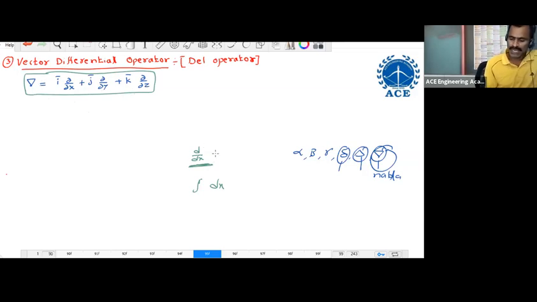It doesn't have any meaning by itself. If we operate d by dx on some function, then we get something meaningful. If we operate this on some function, then we get something meaningful. Otherwise, it doesn't have any meaning. Just like those two operators, it is one operator only, the vector differential operator, because it is also a differential operator, but in vector form. That is why it is the vector differential operator.